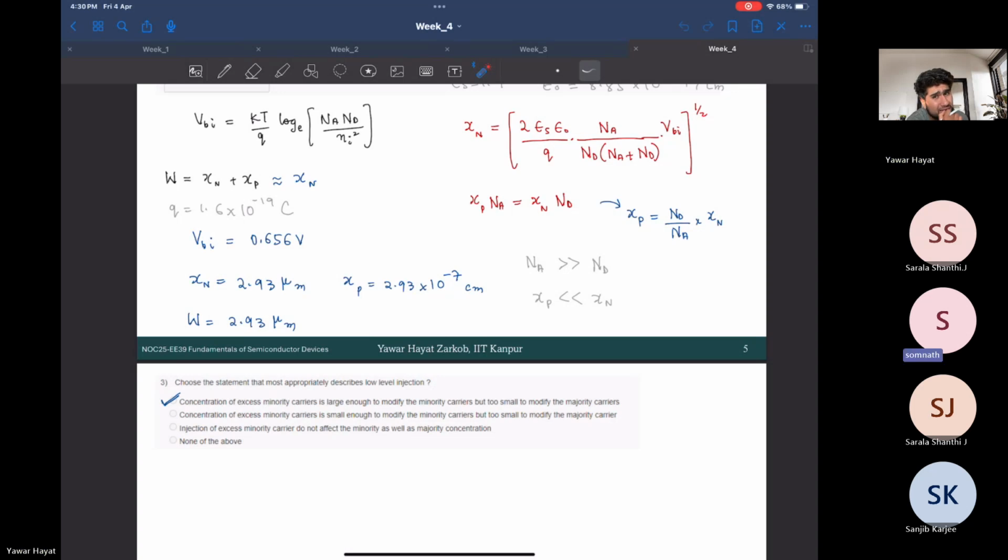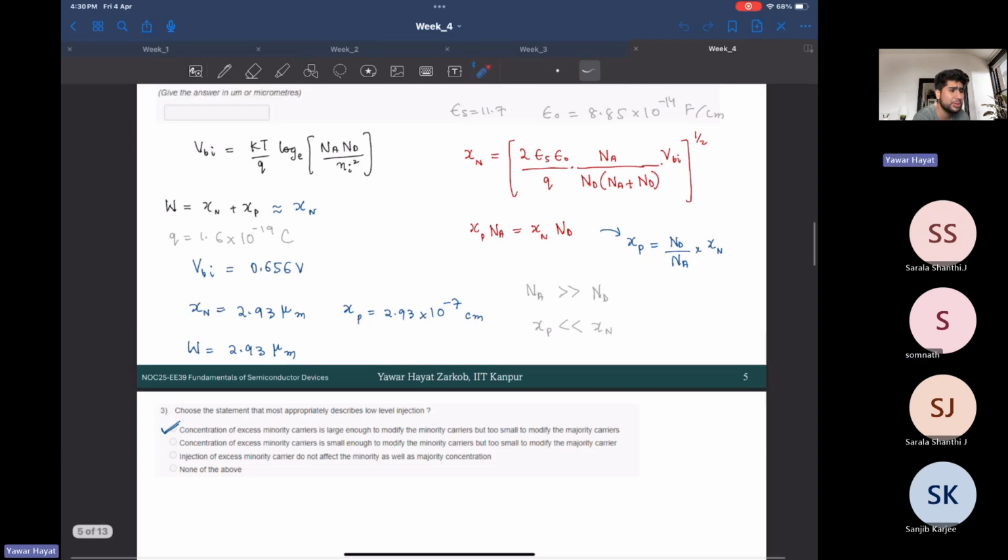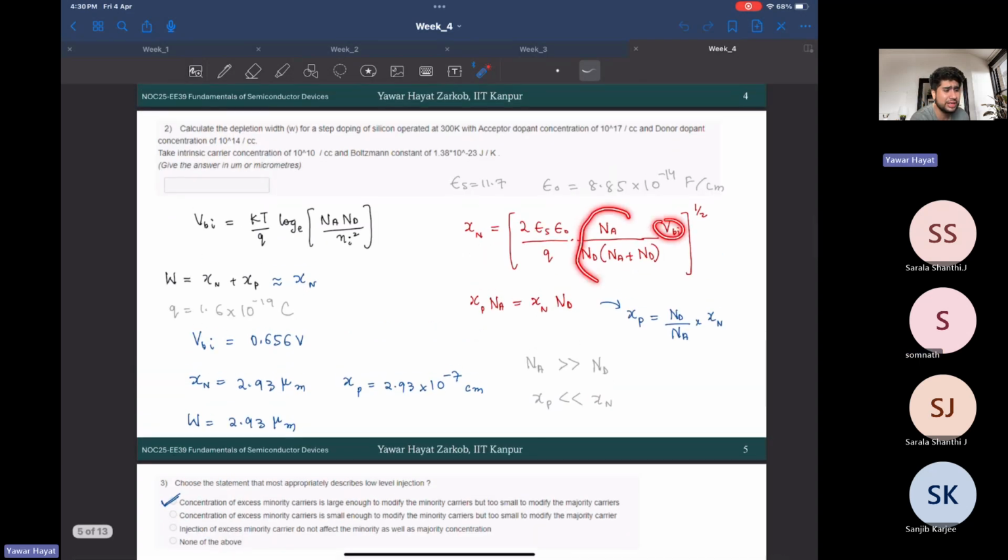I can calculate Xn by VBI. You can put the value of VBI. Rest of the values are known, right? Dopings are known. The permittivities, the free space permittivity and the relative permittivities, they are known. Q is known. Every other thing is known. So from Xn, you can put in the charge balance equation to calculate Xp.